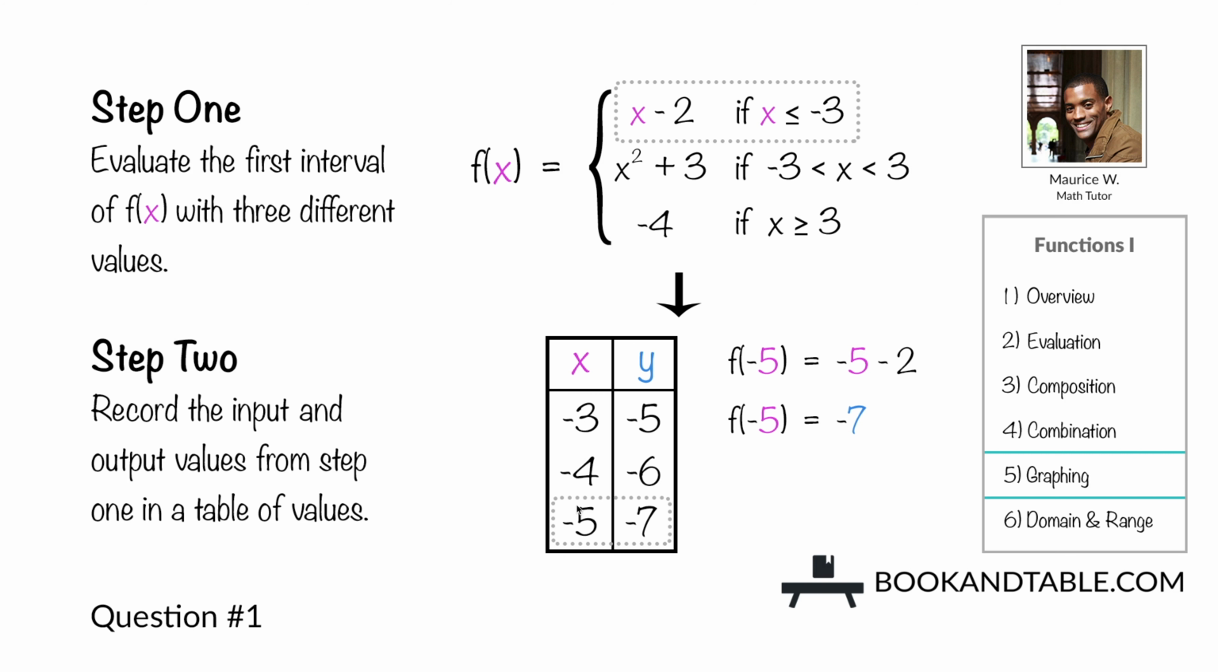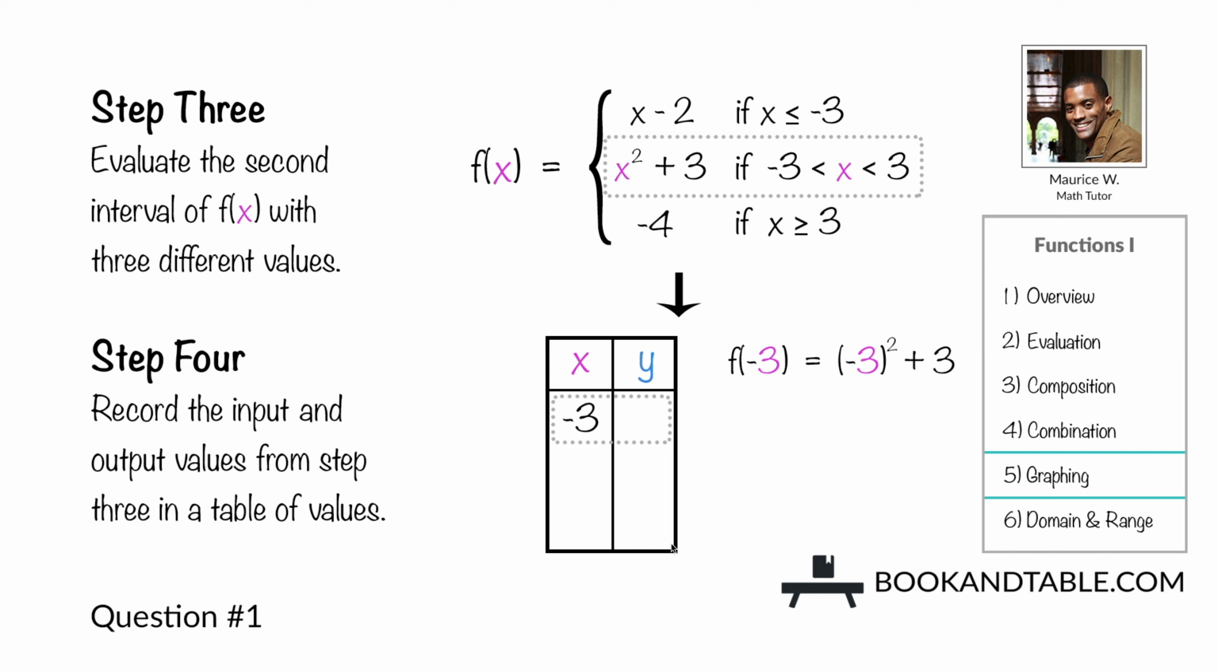And now that we have 3 points from this interval of the piecewise function, we can now work on the second table of values by evaluating the second interval of f of x with 3 different values. And then we will record the input and output values in a table of values. So when we evaluate f of negative 3, f of negative 3 is equal to negative 3 squared, which is 9, plus 3, which is equal to 12. So our input is negative 3 and our output is 12.